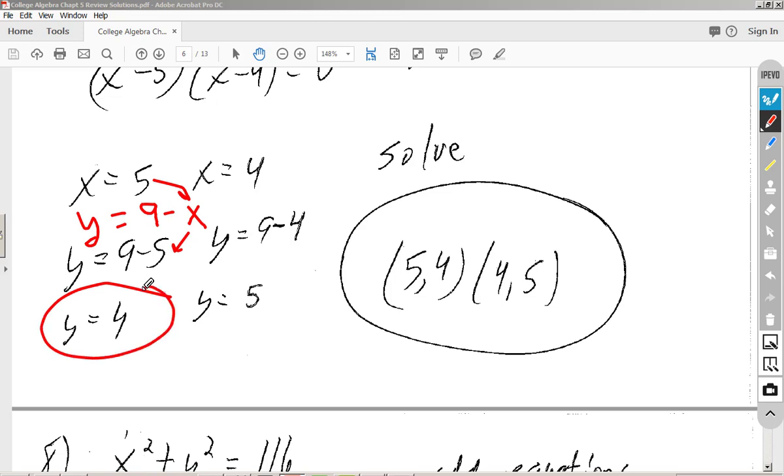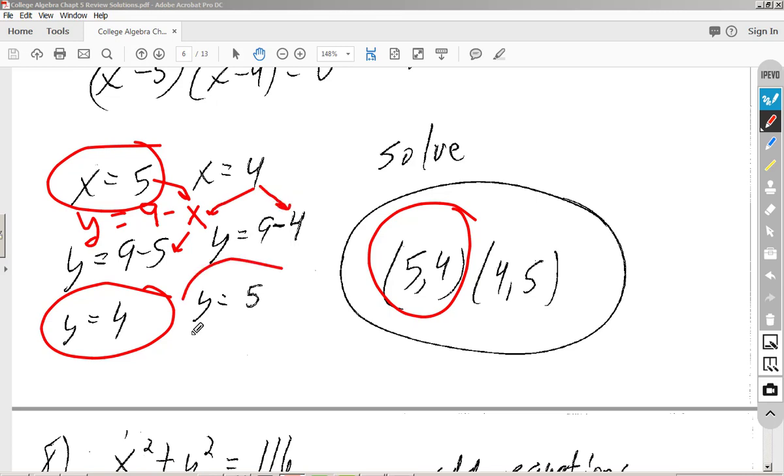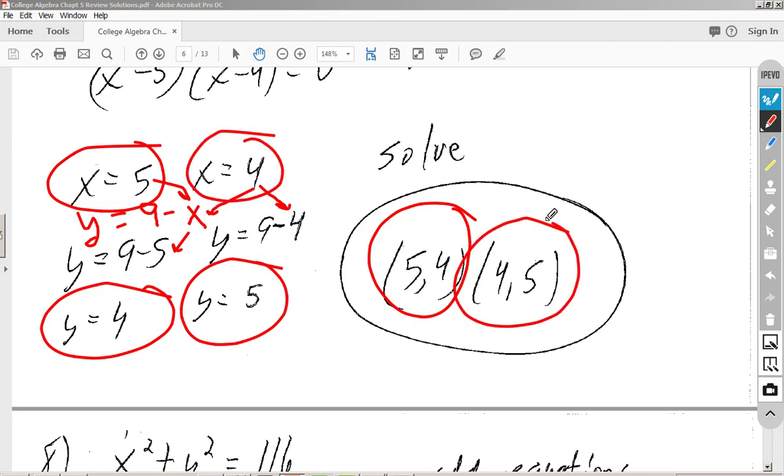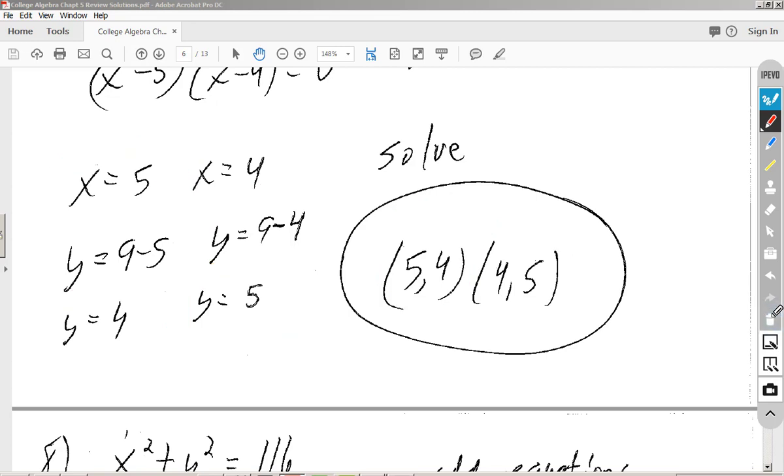So that first ordered pair is going to be x equals 5, y equals 4. Now my second ordered pair, again, I'm going to go ahead and substitute in my 4 into this equation. So I get y equals 9 minus 4, and 9 minus 4 gives me my 5. So here's my second ordered pair, which would be 4 and 5. Therefore, the solution of those equations of x squared plus y squared equals 41 and x plus y equals 9, my solution is going to be 5 and 4 and 4 and 5.